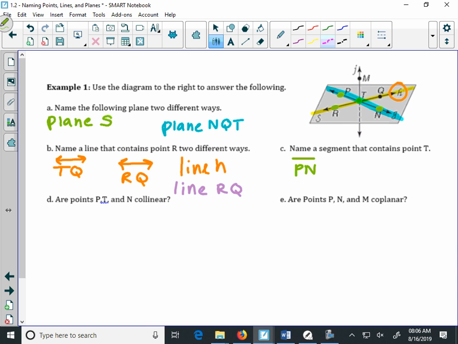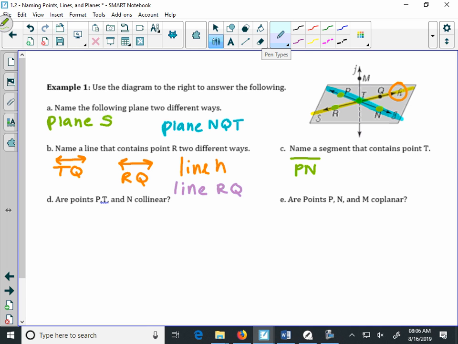That's totally acceptable. And if you notice, what's different about my symbol for naming a segment? No arrows. Okay, segments have no arrows. Lines, you have to put the arrows. Don't do this, because now you're naming this whole line. We just want the segment from P to N. That's why it's important to make sure you get that symbol down. I'll be able to recognize this.